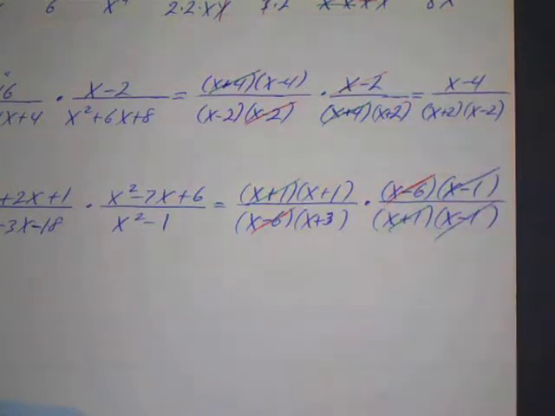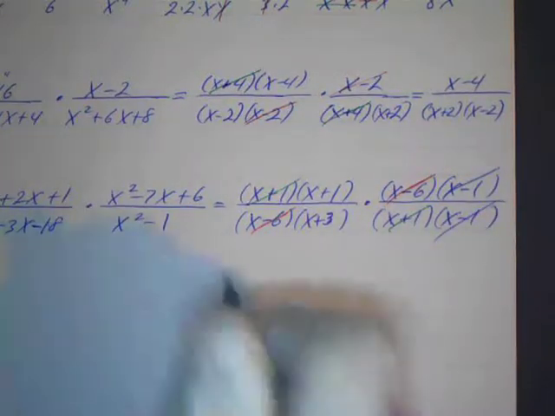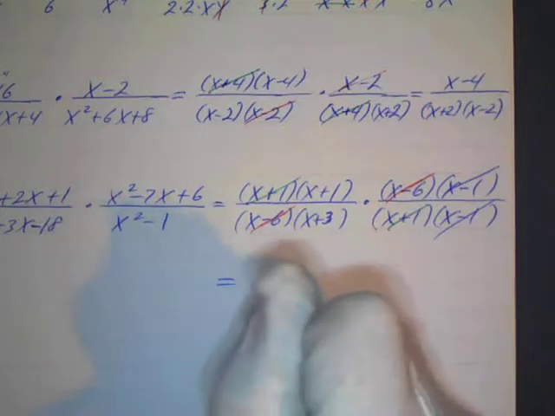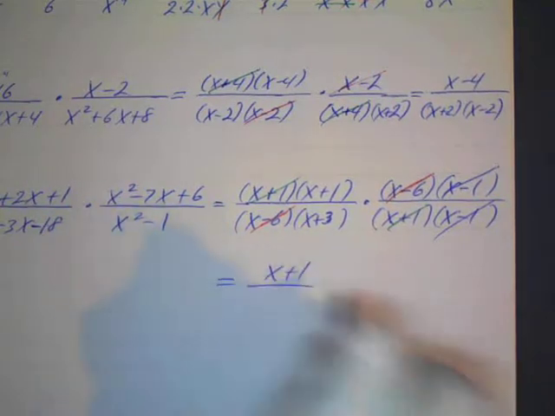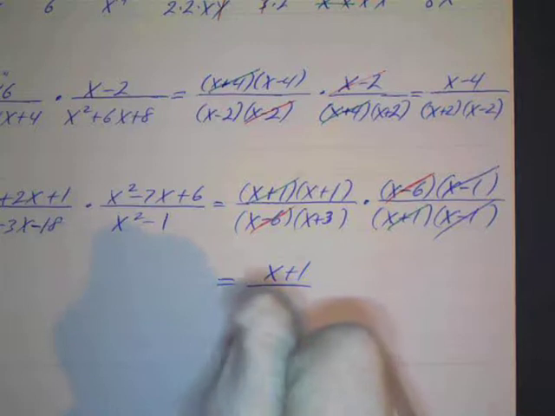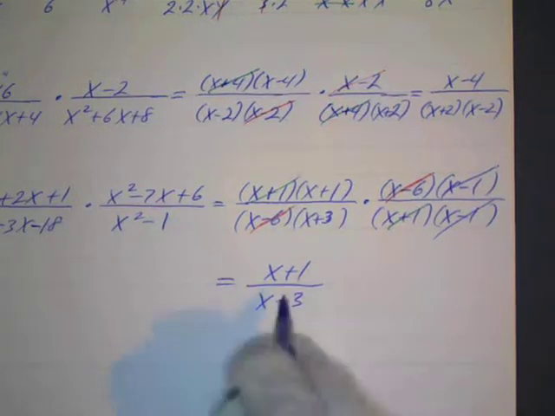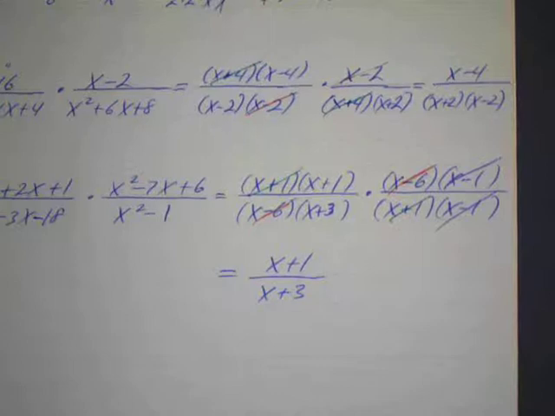And there we go. So what's left? Right over here, we have an x plus 1 on the top. And we have an x plus 3 in the bottom. And we don't need parentheses anymore because we just have 2 terms in each.